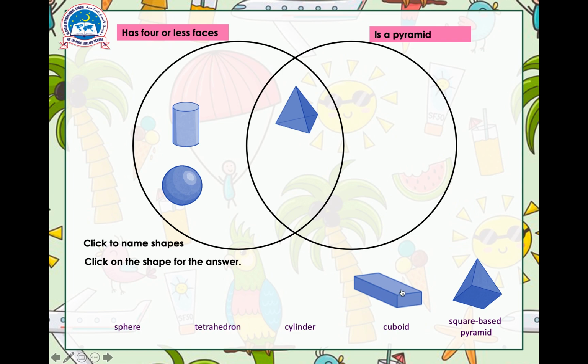Now let's look at the cuboid. Does it have four or less faces? No, it doesn't. And is it a pyramid? No, it's not. So we do not put our cuboid in our Venn diagram. Let us look at this shape over here. Does it have four or less faces? No, it actually has five faces. But is it a pyramid? Yes, it is. So we are going to put it in this part of our circle.